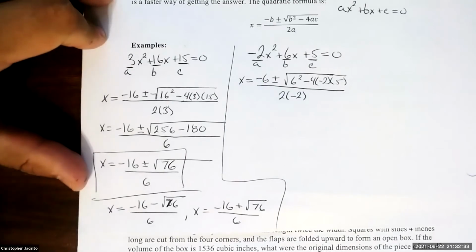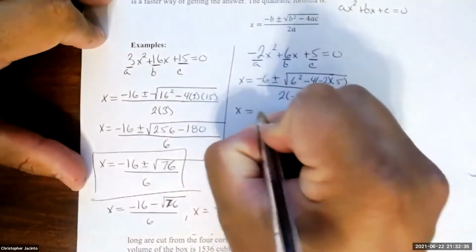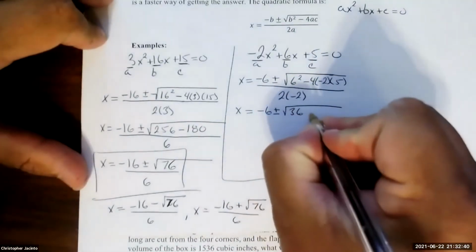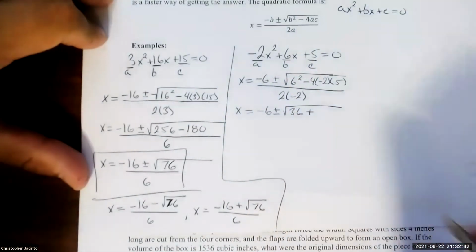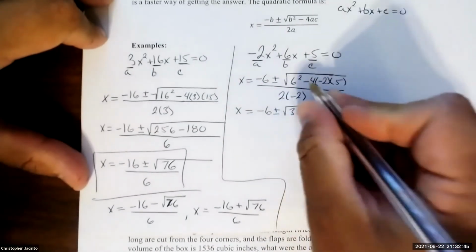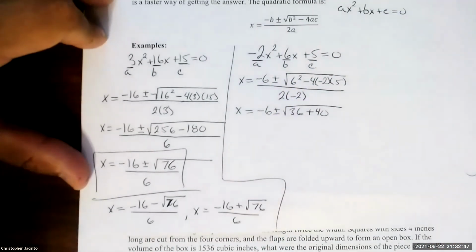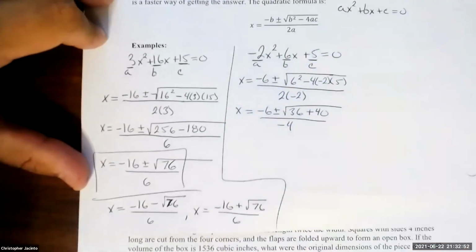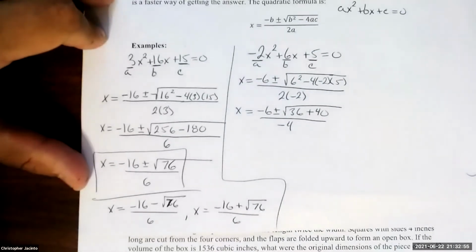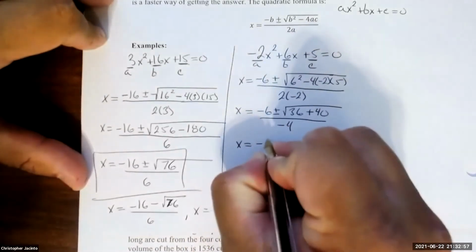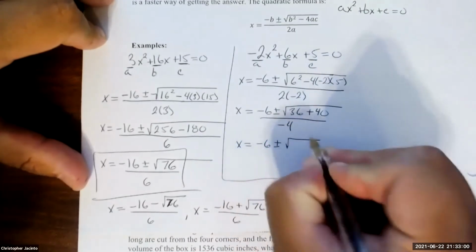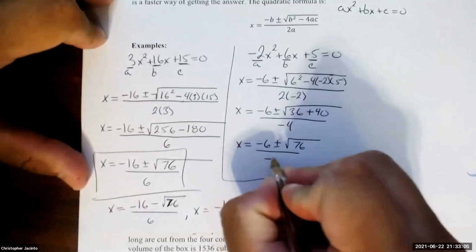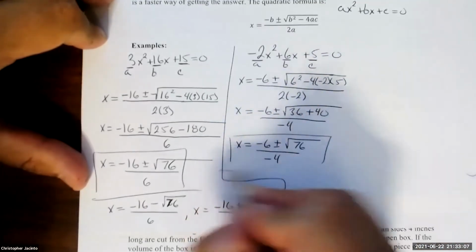And again, all we do now is simplify everything down. So this is 36. This is now going to be plus 40, because negative makes it positive, all over negative 4. And then lastly, add the insides. So 36 plus 40 gives you 76 again, all over now negative 4. And again, you can leave it just like that.